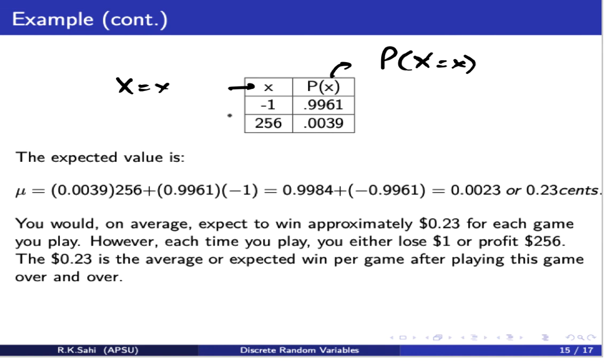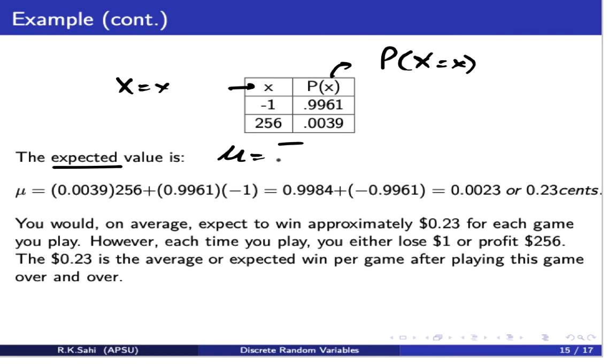On the other hand, when you start the game, you pay in $1 and you guess the right suit. The probability of guessing the right suit is 0.0039. But remember, if you guess the right suit, you not only get your money back of $1, which you started to play the game with, but you also get $256 back. So what is the expected value? Remember, it is the mean or the average, so it's the mu. This is the expected value.